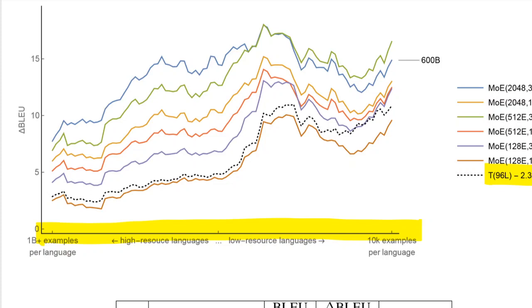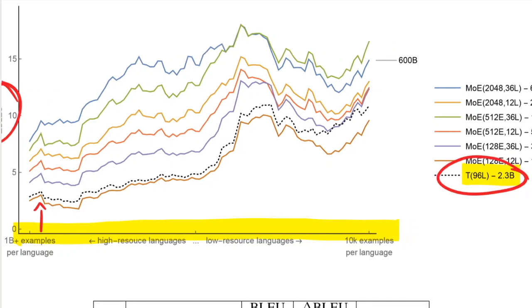So for each language, they trained one model only on data from that language. And that's going to be the worst thing here, because multi-language translation in one model will generally help you if you have enough parameters. You can see all the models here have enough parameters such that the difference in BLEU is positive, including this baseline model right here.